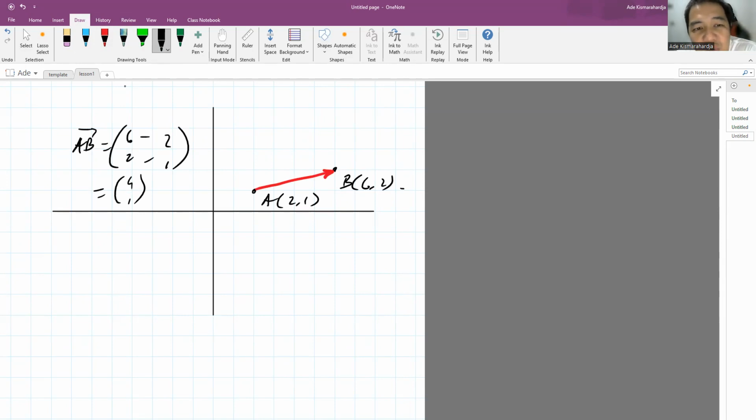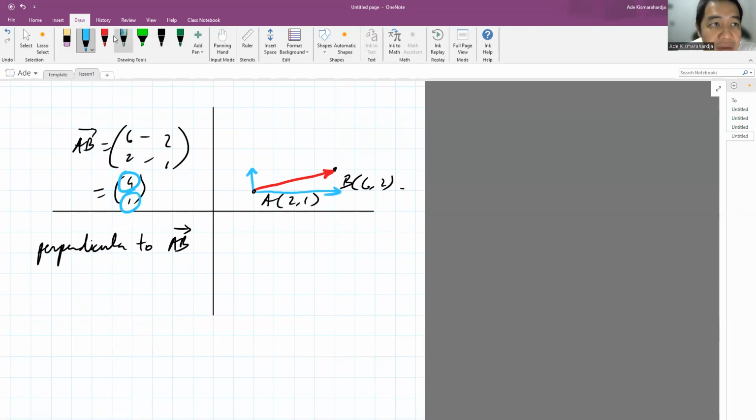Now what I'm going to do is get a vector perpendicular to AB. How do we get this vector actually? That's easy, because when you look at this AB, it has a 4 horizontal component and 1 vertical component. So I will do the opposite way. I'm going to have a vector which is going down 4 units and going to the right 1 unit. Let's call it V.